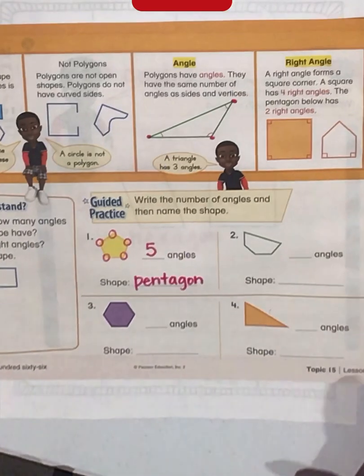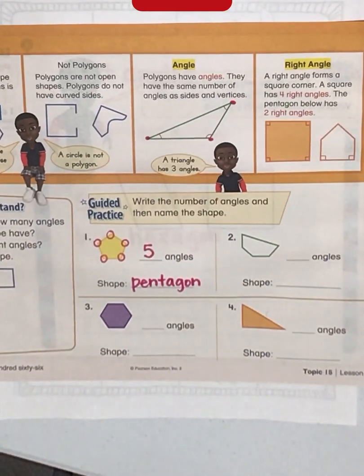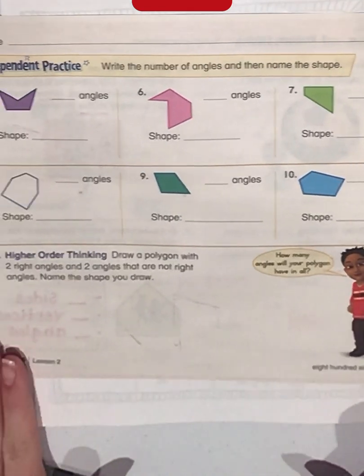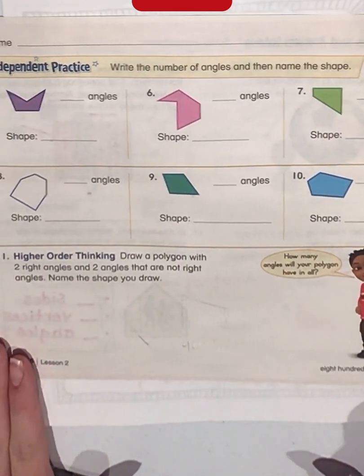Okay, so you're going to do that on 1 through 4. You're going to count the angles and name the shape. 5 through 10, you're doing the exact same thing. Count the angles and name the shape.